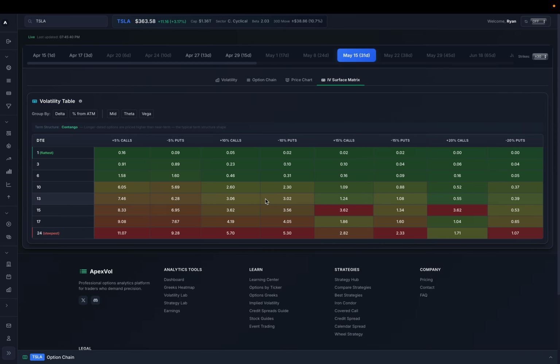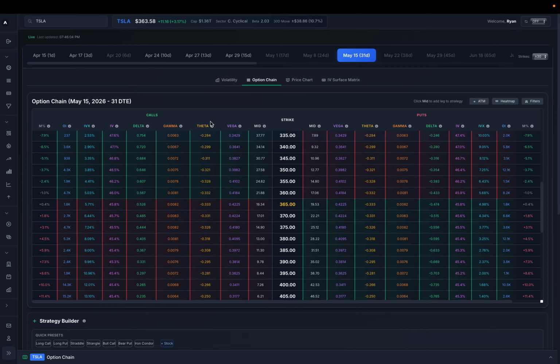So lastly, we have this option chain tab here. So this is also term specific. So if you change this to April 24th, 10 days to go, the option chain will update. So let's keep with May 15th for now. Within the option chain, we give the mid price, we give the Greeks, so delta, gamma, theta, and vega. We give the annualized IV. We also calculate a term structure IV.